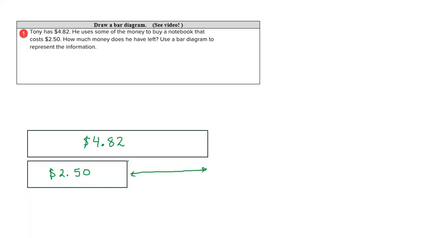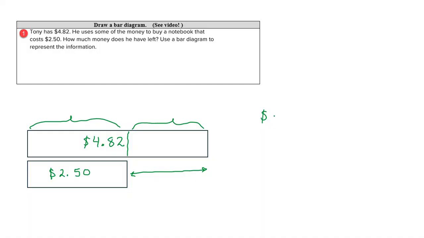Okay. Because if I were to take this line right here and I were to draw it right here, like this right there, okay, out of the $4.82, he would have used up this amount right here. That's $2.50, right? And then this amount right here is the amount that he's going to have left over afterwards. Okay. So anyway, it's a simple subtraction problem.